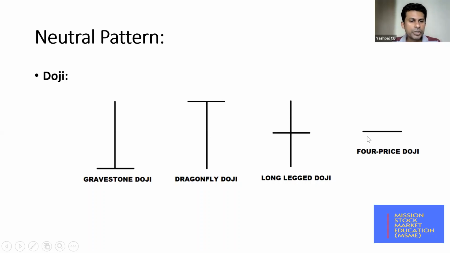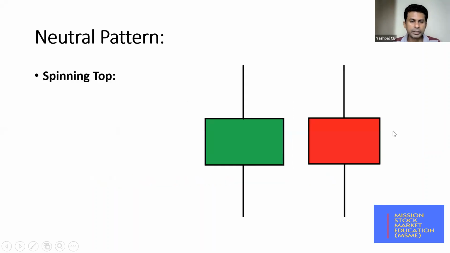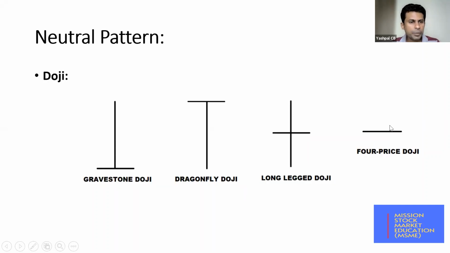The last type of doji is called the four price doji because the open of the day, close of the day, high of the day, and low of the day, everything is the same. The price at which it opened, it has stuck there. It has not moved. It has not made any new high or low. And at the same opening price it has closed. That is why it is called the four price doji.